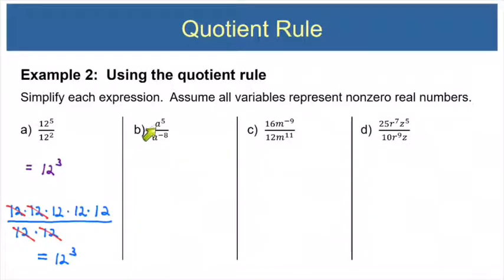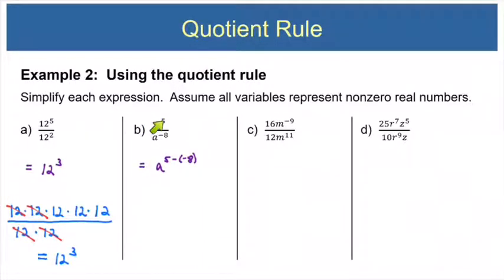Now let's look at part B. Here we have a to the 5th over a to the negative 8th. Now just applying our quotient rule, we could actually say that this is going to be a to the 5 minus negative 8. Remember, that's how the quotient rule works.